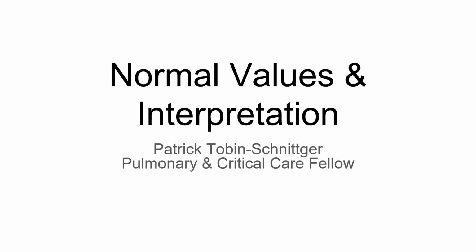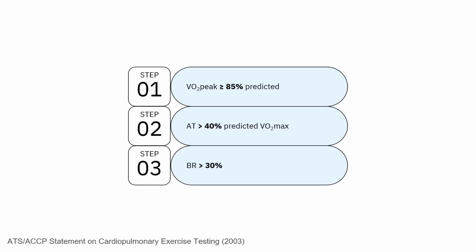This video is on CPET normal values and interpretation. When you initially are interpreting a CPET, the first three steps should be looking at the VO2 peak to see if it is 85% or more of the predicted. The second step should be looking at the anaerobic threshold to see if it is more than 40% of the predicted VO2. And then the third step should be looking at the breathing reserve to see if it is more than 30%. The reason that these are the first three steps is that it helps you immediately categorize this test as normal, abnormal, and potentially cardiac or pulmonary in disease processes.